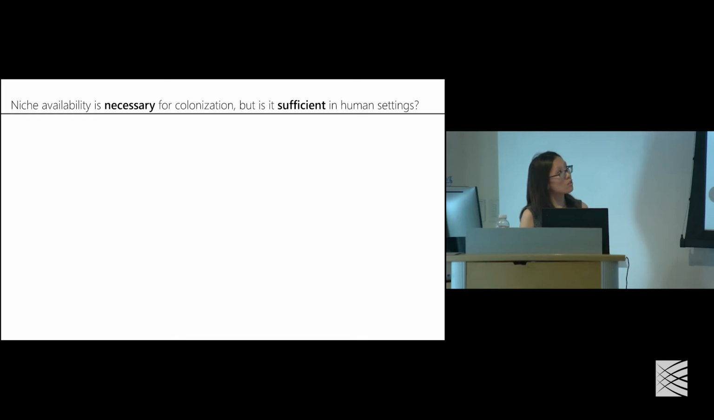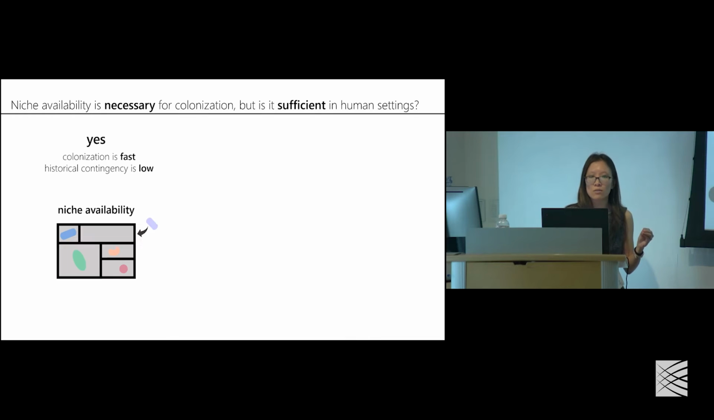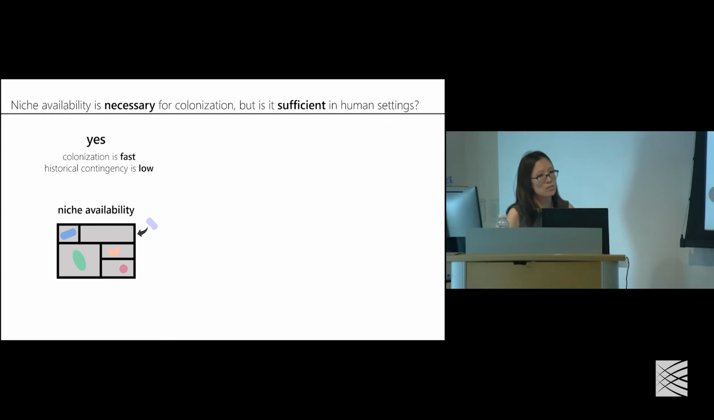But there are still open questions, to my mind, about whether niche availability is actually sufficient for colonization in human settings. If you focus just on the studies that I told you about, you would argue that yes, niche availability is probably all there is. It's really sufficient for colonization. In that case, what you would expect is that when niches become available, like after a perturbation, colonization should be very fast, and the amount of historical contingency in colonization should be low, providing that you're sampling from the same kind of environmental sources.